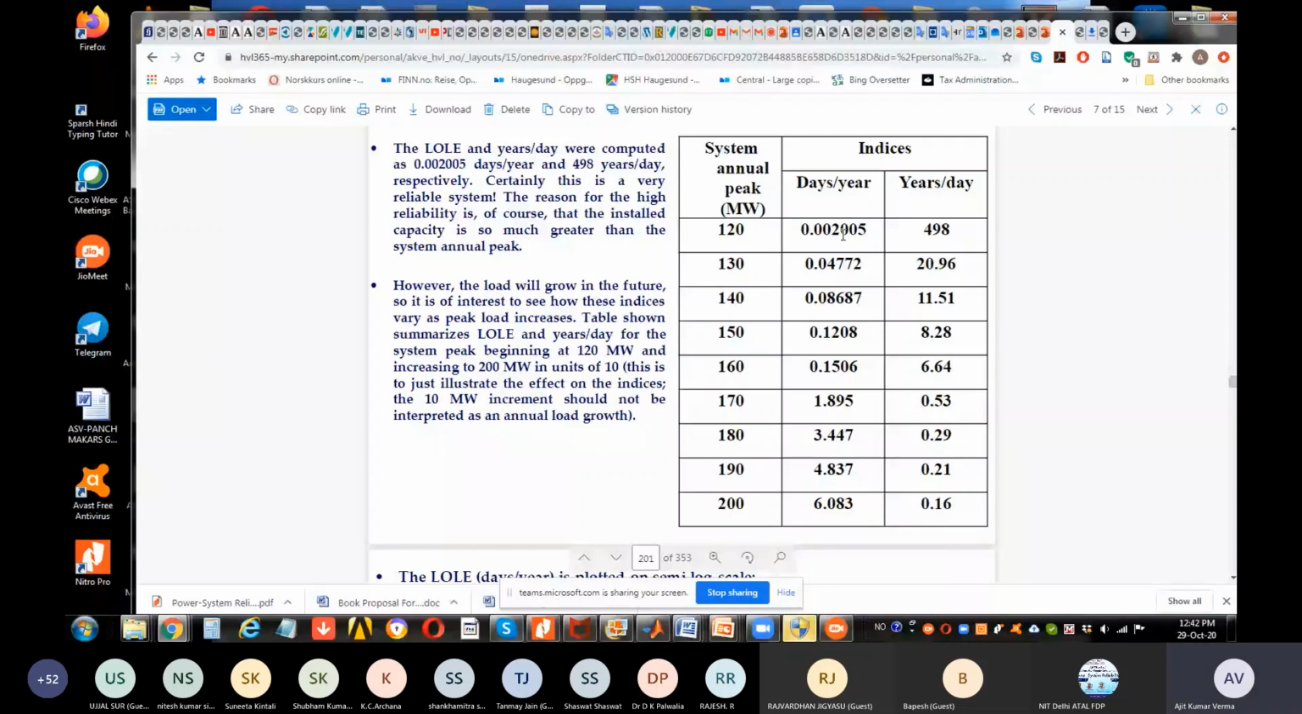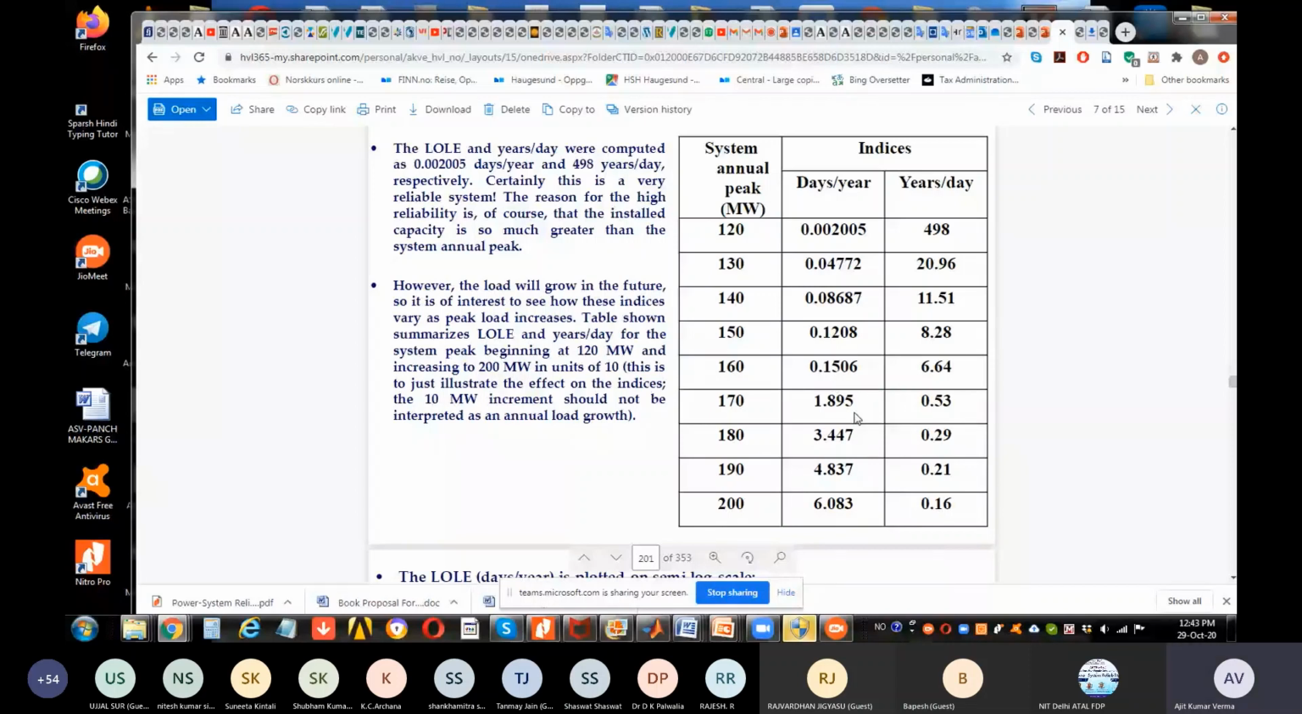Then if the peak load becomes 140, as I was mentioning, there is a constant increase in the load requirement because of development, growth, planning, and expansion of residential and commercial areas. So the peak loads can keep increasing, and this would lead to a change in the indices if the generation profile was kept the same, that is, five generators of 40 megawatt each. This is how the LOLE would change. When the peak load becomes 200, you can see 6 days in a year, for example, there will be loss of load. If the peak load were 160, it would be 0.15, and then it suddenly increases quite a lot. These are the changes in the LOLE.